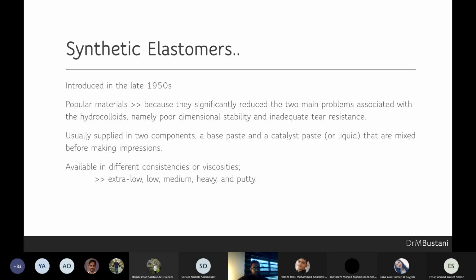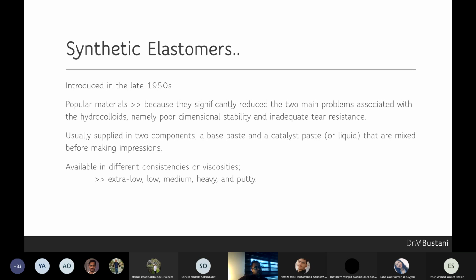Actually, all of the synthetic elastomers are supplied in a two-phase system. One of them is the base, the other one is the catalyst. Upon mixing, the reaction will start. All of them react chemically, and they are irreversible materials. They will have different consistencies. So you have the extra low, low, medium, and heavy and putty consistency. It depends on the filler amount.